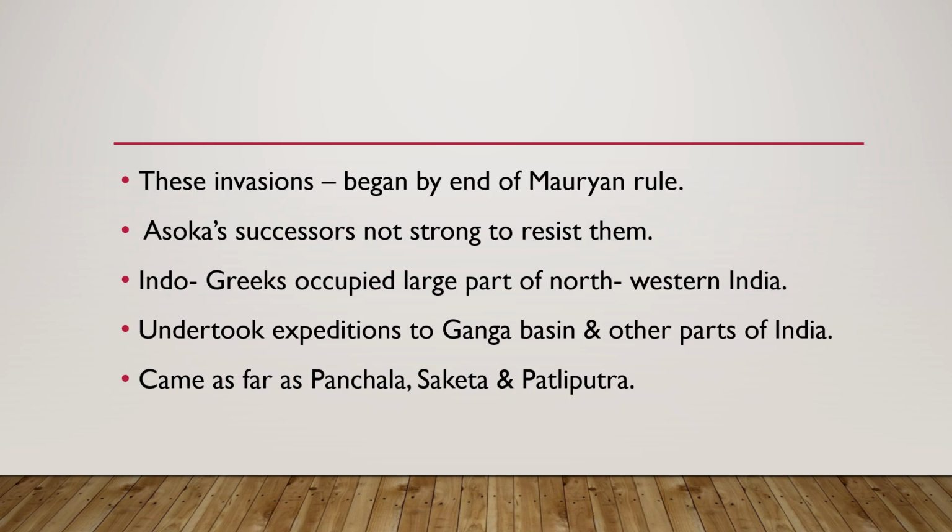Pushed by the Scythian tribes, the Bactrian Greeks were forced to move towards India. And these invasions had begun by the end of the Mauryan rule, and the successors of Ashoka were not strong enough to resist them. From the first half of the 2nd century BCE, the Indo Greeks occupied a large part of northwestern India. They also undertook occasional expeditions to the Ganga basin and other parts of the country, and they came as far as Panchal, Saket, and Patliputra.